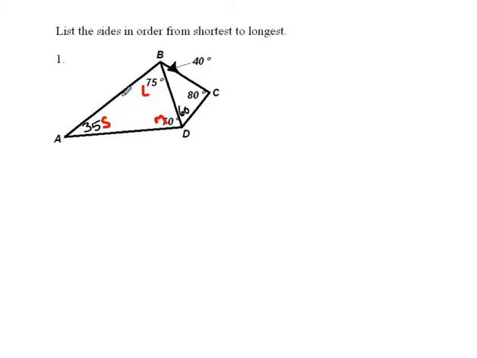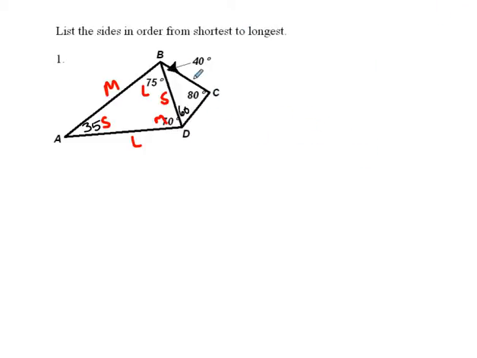So across from my medium angle is my medium side, across from my large angle is my longest side, across from small is my smallest side. Now you'll notice that this is the small side. BD is the small side of the first triangle. Now let's see how it works out over here. I'm going to use a slightly different color.